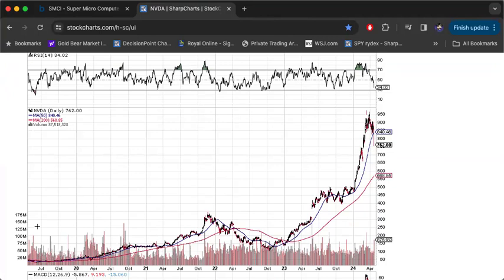Now, the one thing I will say is we're getting close to being oversold, right? So at the very least, we're going to see some kind of bounce. But the question is, again, is it just a bear market rally? Is it the start of one more final move higher?